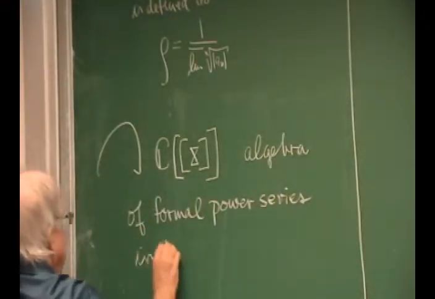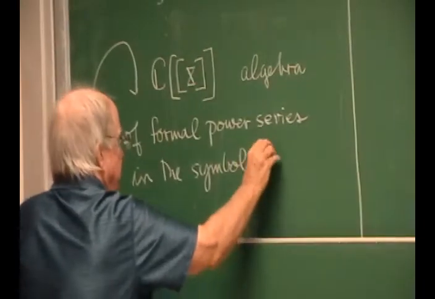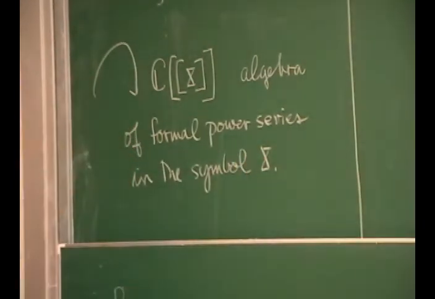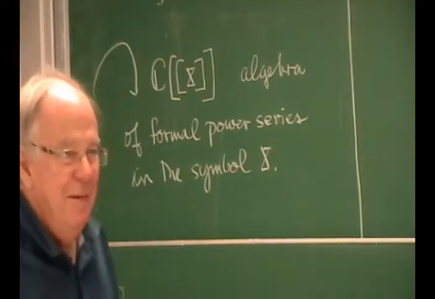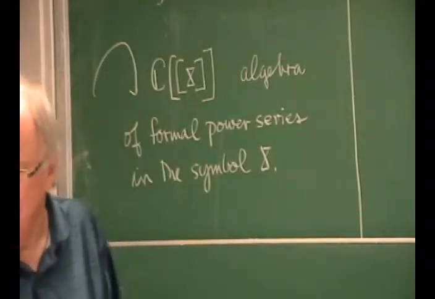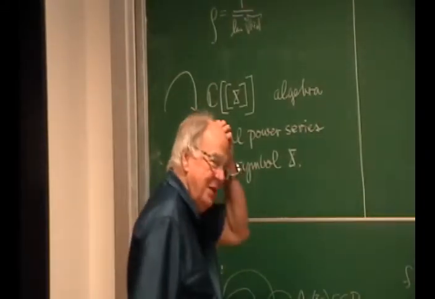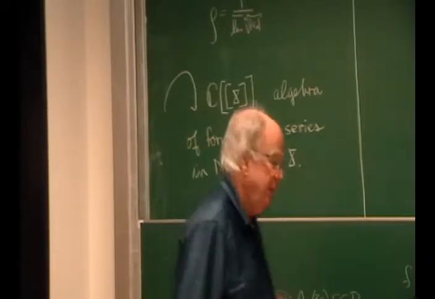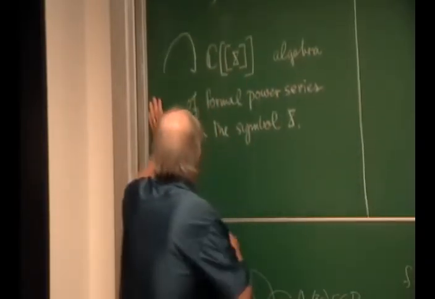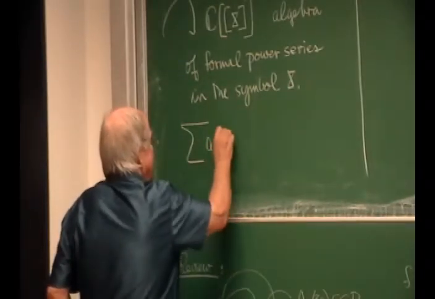In the symbol X. So I think in computer science they don't worry about what a symbol is. But somehow I worry for about 5 minutes at least about what is really a symbol. If you worry about what is a symbol, it's something you can write down, that's it. It doesn't matter. And if you don't like this, a formal power series is this.